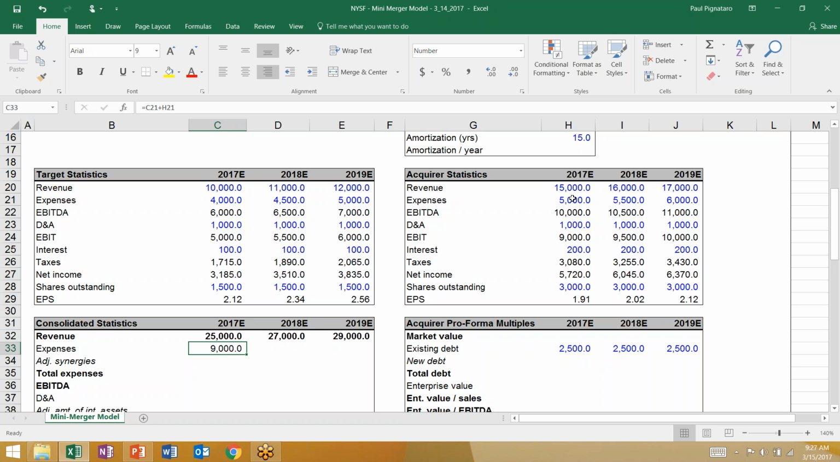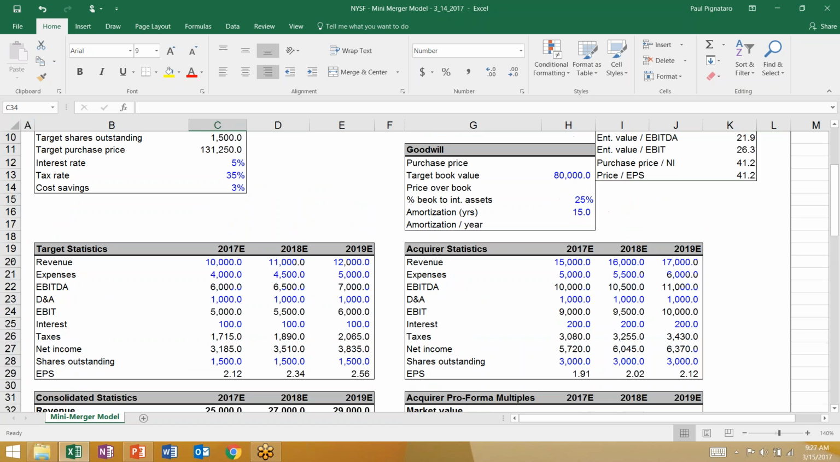So with that idea in mind, we look at what are just the high-level metrics we need to be able to run that analysis. And we really just need to get to EBITDA, as we've proven in the cases we've done in the past. Okay? Acquirer plus target expenses.